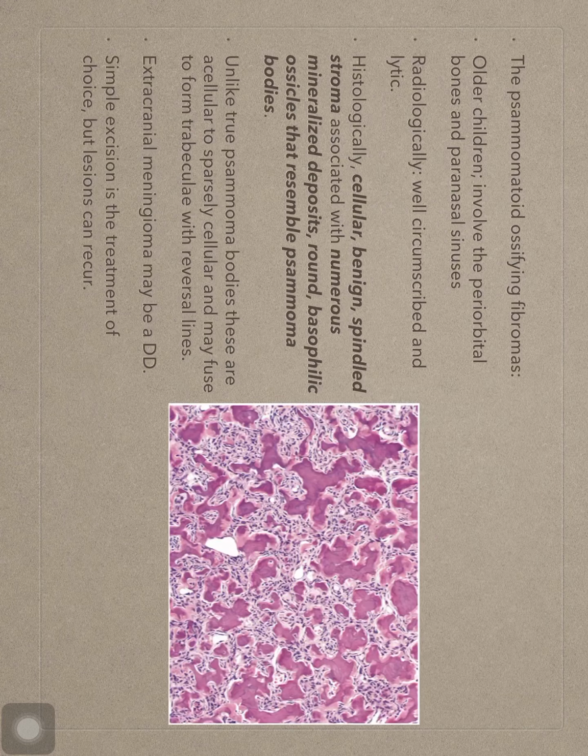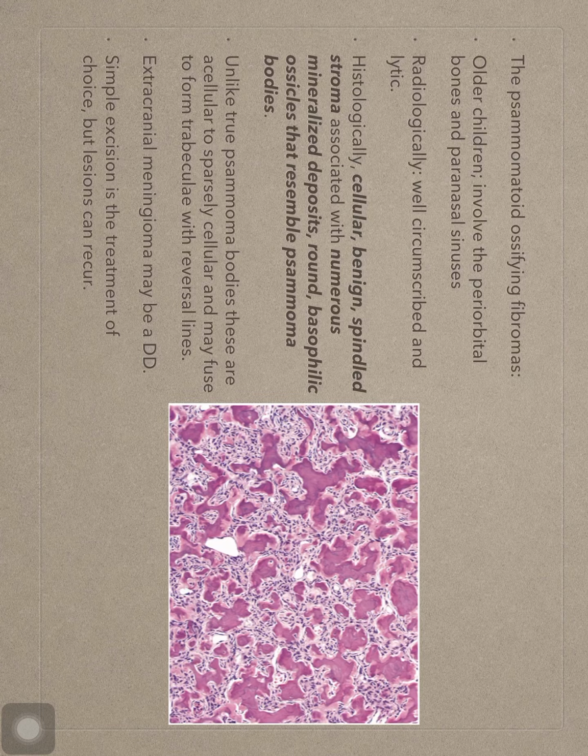Radiologically, they are well circumscribed and lytic. Histologically, there is a cellular benign spindle stroma associated with numerous mineralized deposits which appear as round basophilic ossicles that resemble psammoma bodies. Unlike true psammoma bodies, these are acellular or sparsely cellular, whereas the true psammoma bodies are completely acellular.